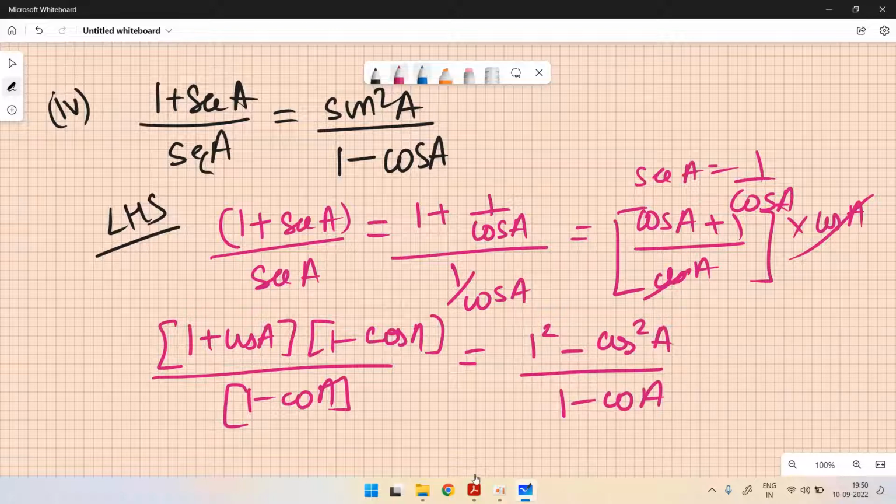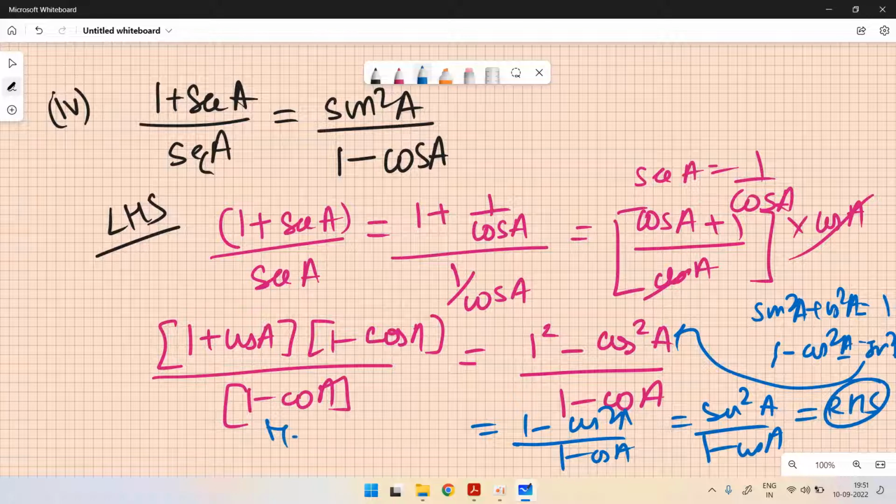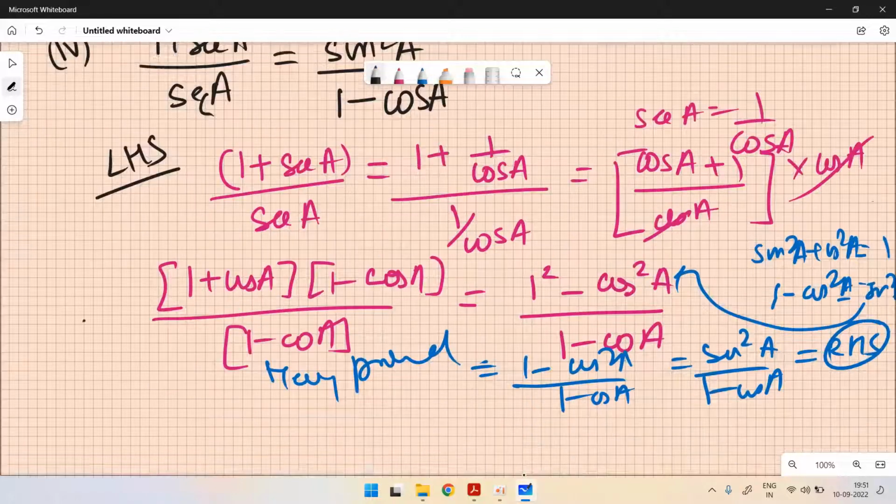And you know that sine square A plus cos square A equal to 1, which implies that 1 minus cos square A equals sine square A. If I put this value here, it is sine square A by 1 minus cos A, which is nothing but the RHS. Then LHS is equal to RHS, hence proved. So even without solving individually, I have proved this.